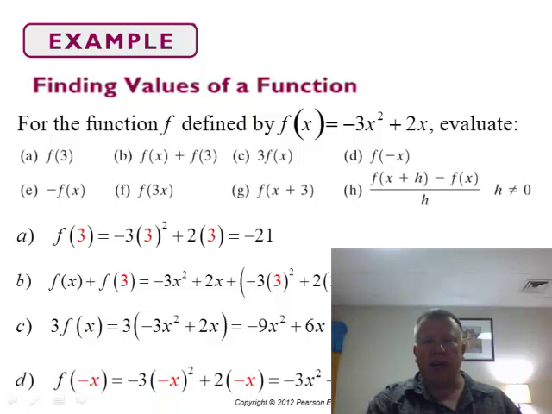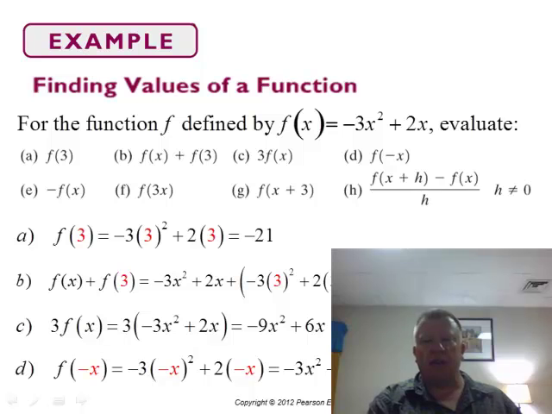The next one, we have f of negative x. Well, replace x by negative x. That's what this is telling you to do. Replace x by negative x into the expression and simplify. And you get negative 3x squared minus 2x.